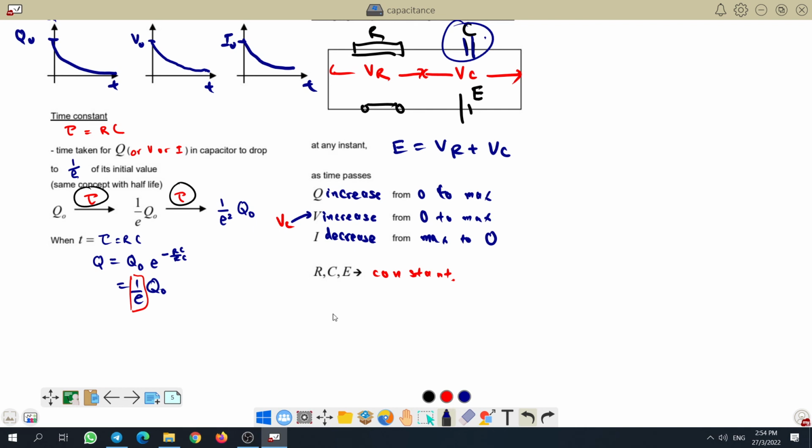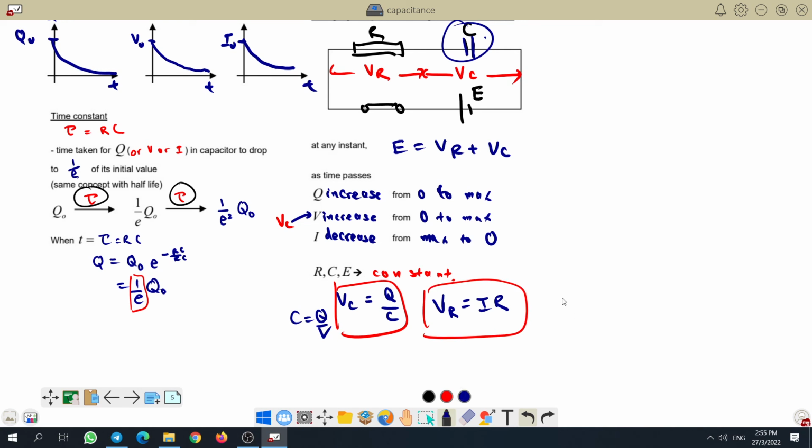So for VC, how do we get VC? From C equals to Q over V, which means VC equals to Q over C. How about VR? VR, as in V for the R, bukan V darab R. V tolak Q per C. This one will be IR, V equals IR. This one is also important: VC plus VR equals E.